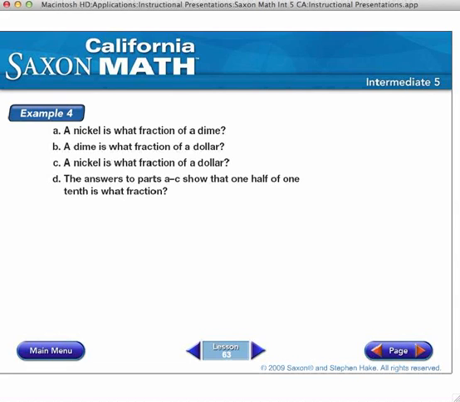Okay, a nickel is what fraction of a dime? Well, I know that a nickel is worth 5 cents. I know that a dime is worth 10 cents. So the nickel becomes my numerator and the dime becomes my denominator. However, I can reduce this because I know that 5/10 is equivalent to 1/2. So a nickel is half of a dime.